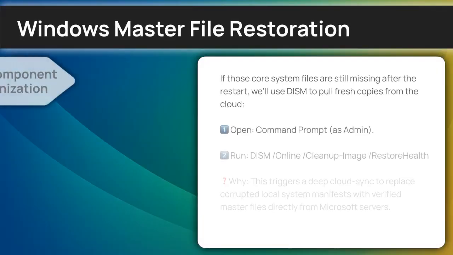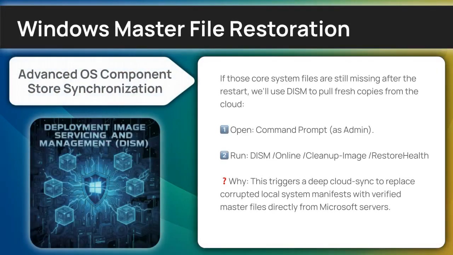Restart unsuccessful? No problem. Let's jump straight into step 3. Remember to pause the video if you need to double-check your inputs. If those core system files are still missing after the restart, we'll use DISM to pull fresh copies from the cloud. First, open Command Prompt as admin.